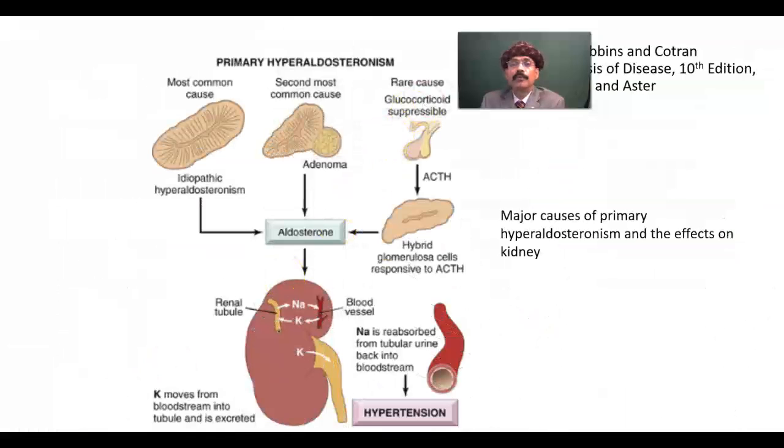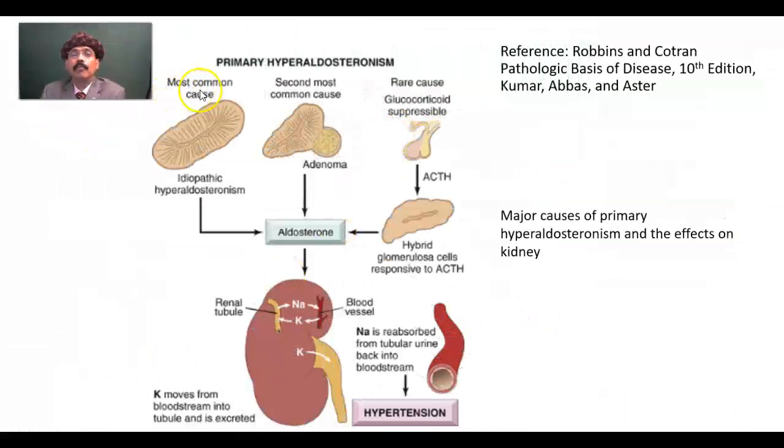So, primary hyperaldosteronism, most common is idiopathic hyperaldosteronism. Here the adrenal gland is large, the adrenal cortex is large. This is the cortex, this is the medulla. Usually aldosterone is released from the zona glomerulosa. The second most common cause is an adenoma, a tumor here. It may be malignant on rare occasion, and it will release the hormone aldosterone. Aldosterone is coming from here too.